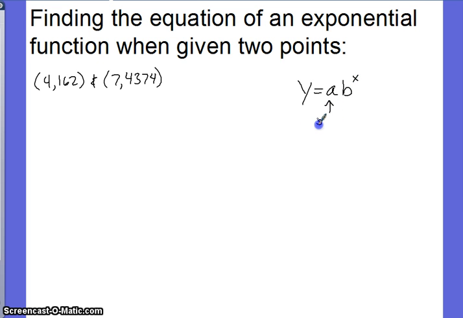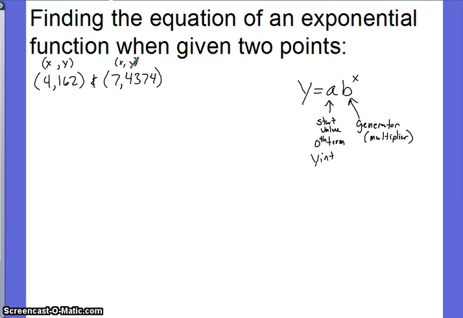Here, a is our starting value, also known as our 0th term, or the y-intercept. B is our generator. Sometimes it's also called the multiplier. Now, when we're given these 2 points, we're not given either one of those 2 things, so we have to find them to be able to make our equation. However, we are given x and y, written in that x, y format.